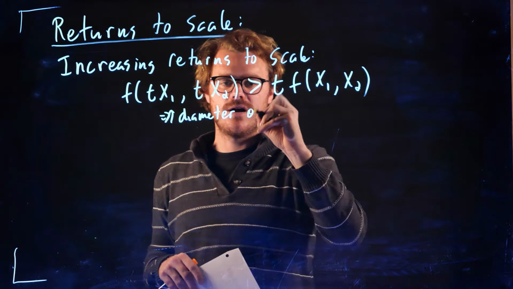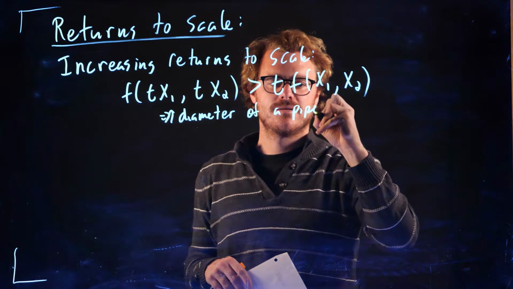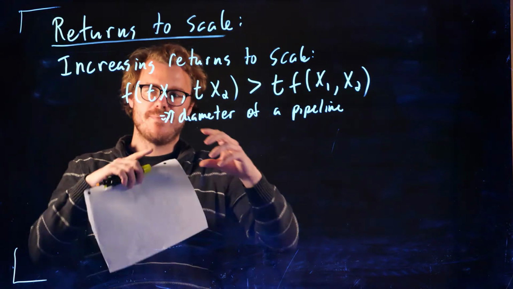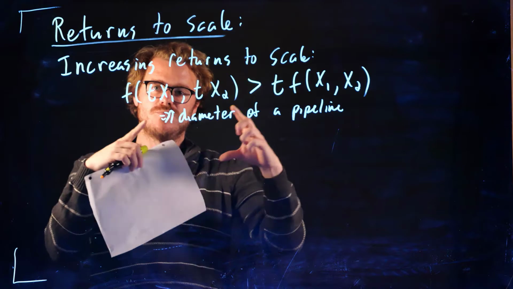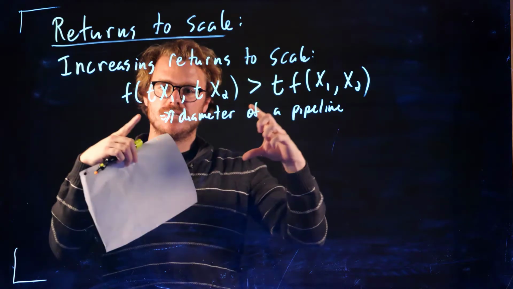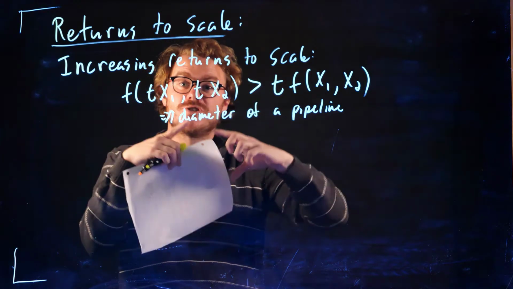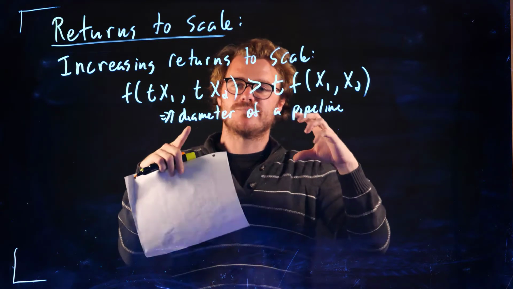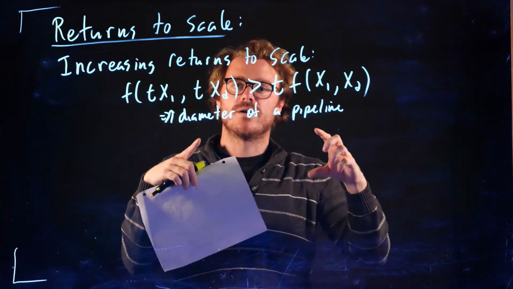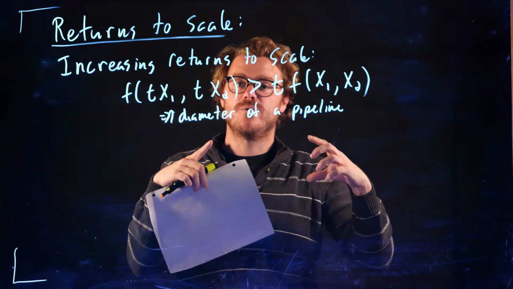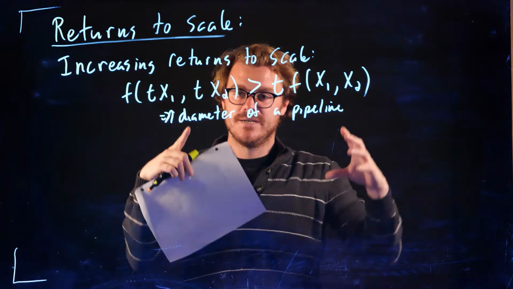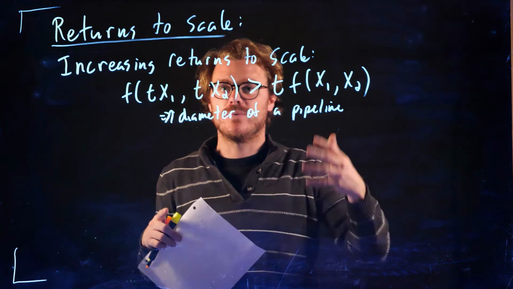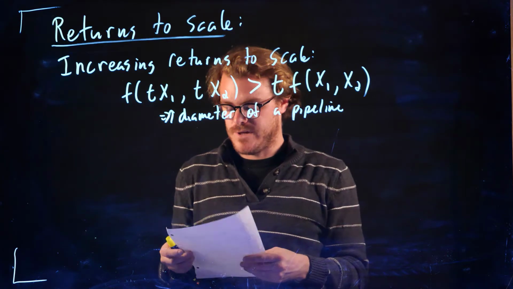I think the book gives a nice example with the diameter of a pipeline. If we increase the diameter of a pipeline, that's not going to cost us much more inputs, but the flow of whatever we're producing, so oil or whatever's being transported in this pipeline, is going to increase by more than the amount of inputs that we had to put in, just because of, physically, how much more liquid or whatever we can get through this pipeline.